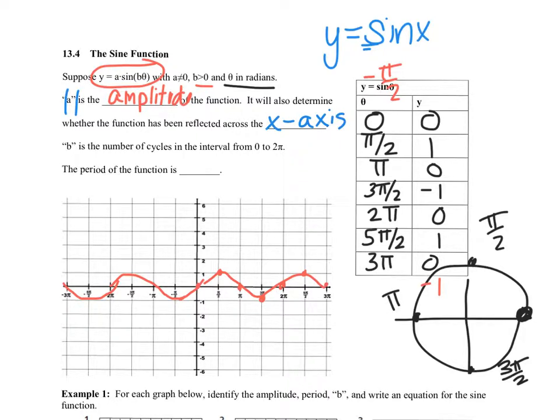B is the number of cycles in the interval from 0 to 2 pi. So if I isolate 0 to 2 pi right here, there's one cycle. The cycle has a maximum and a minimum. It goes 0, max, 0, min, 0. And the period of the function is 2 pi divided by b. So remember that b is going to be the coefficient of this. So here the b is 1, so the period is 2 pi divided by 1, which we can see right here is 2 pi.